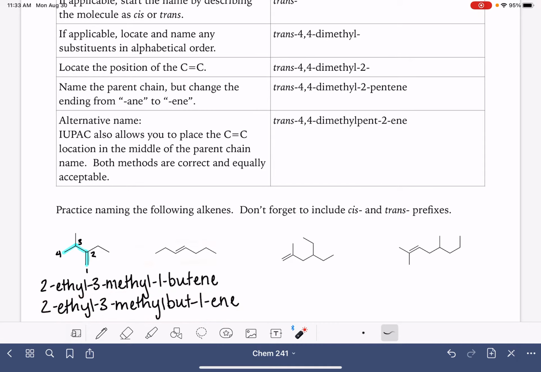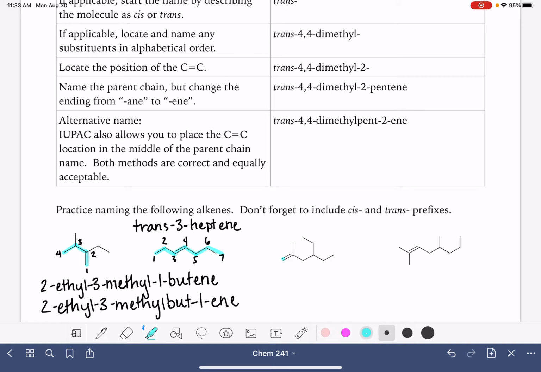So here's our next molecule. Here's our double bond. There's just one carbon chain in this molecule. We want to start numbering at the end of the molecule closest to the carbon-carbon double bond. Indicate the stereochemistry. This is trans. No substituents. Locate the position of the double bond. It starts on carbon number 3. This is a 7-carbon chain, which would be a heptane, but this is an alkene, so it's a heptene.